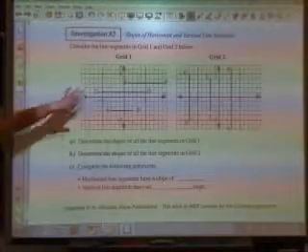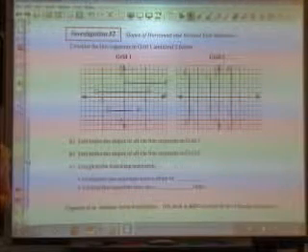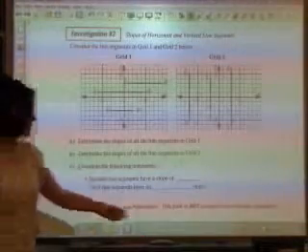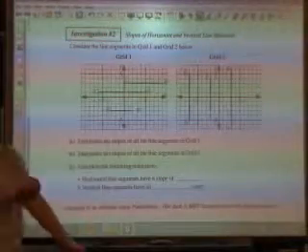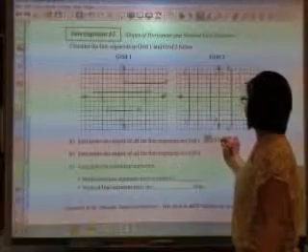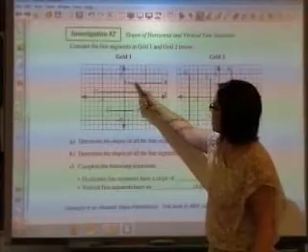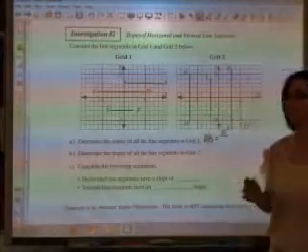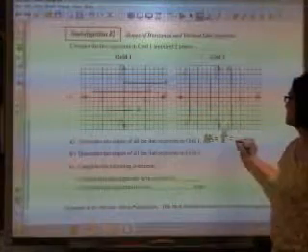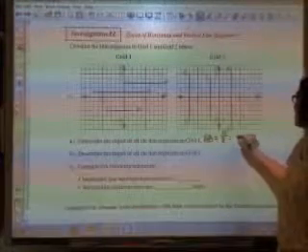If I do rise over run for line segment AB, what is the rise? It's 0. What's the run for AB? That's horizontal. 2, 4, 6, 8. So what's 0 over 8? Say it loud. 0.